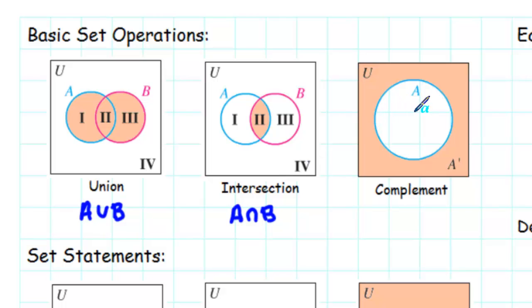And then in this last diagram, we see that just the region outside of A is shaded in. This would represent all the women that are not actresses. And the way we would write it down is A complement. The prime symbol denotes complement.